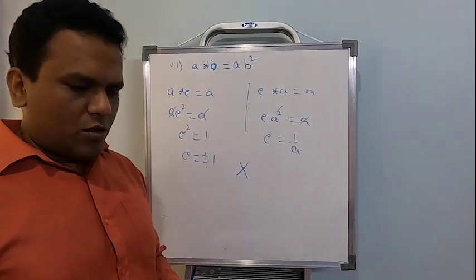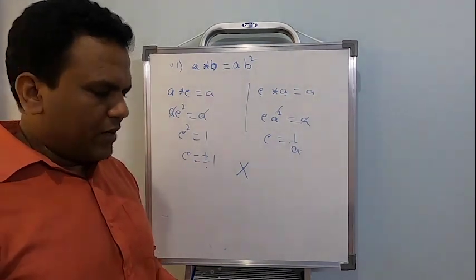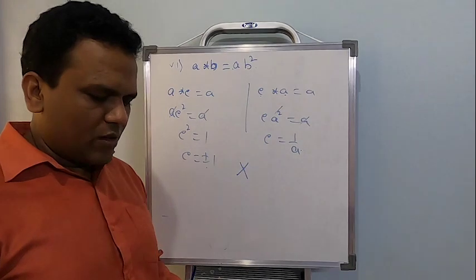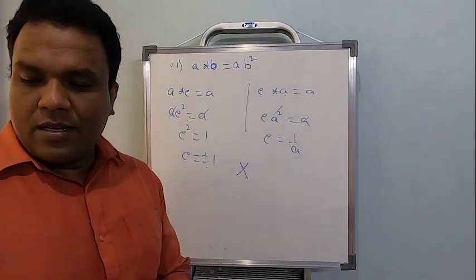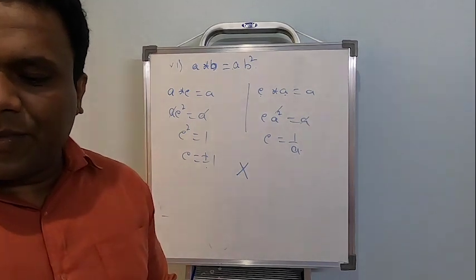Hope you got this concept, students. So that's how to verify the properties for existence of identity element. Clear? Now let's go to the next. The next one is problem number 11.